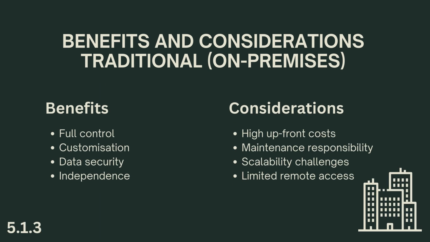Benefits of traditional systems. Traditional IT systems, despite the growing popularity of cloud computing, continue to offer several distinct advantages that appeal to many businesses. One of the primary benefits is the level of control they provide. With traditional systems, businesses have complete authority over their hardware and software. This means they can choose exactly what equipment to use, how to configure it, and when to upgrade or replace it. Such control can be particularly appealing to organizations with specific requirements or those in highly regulated industries.